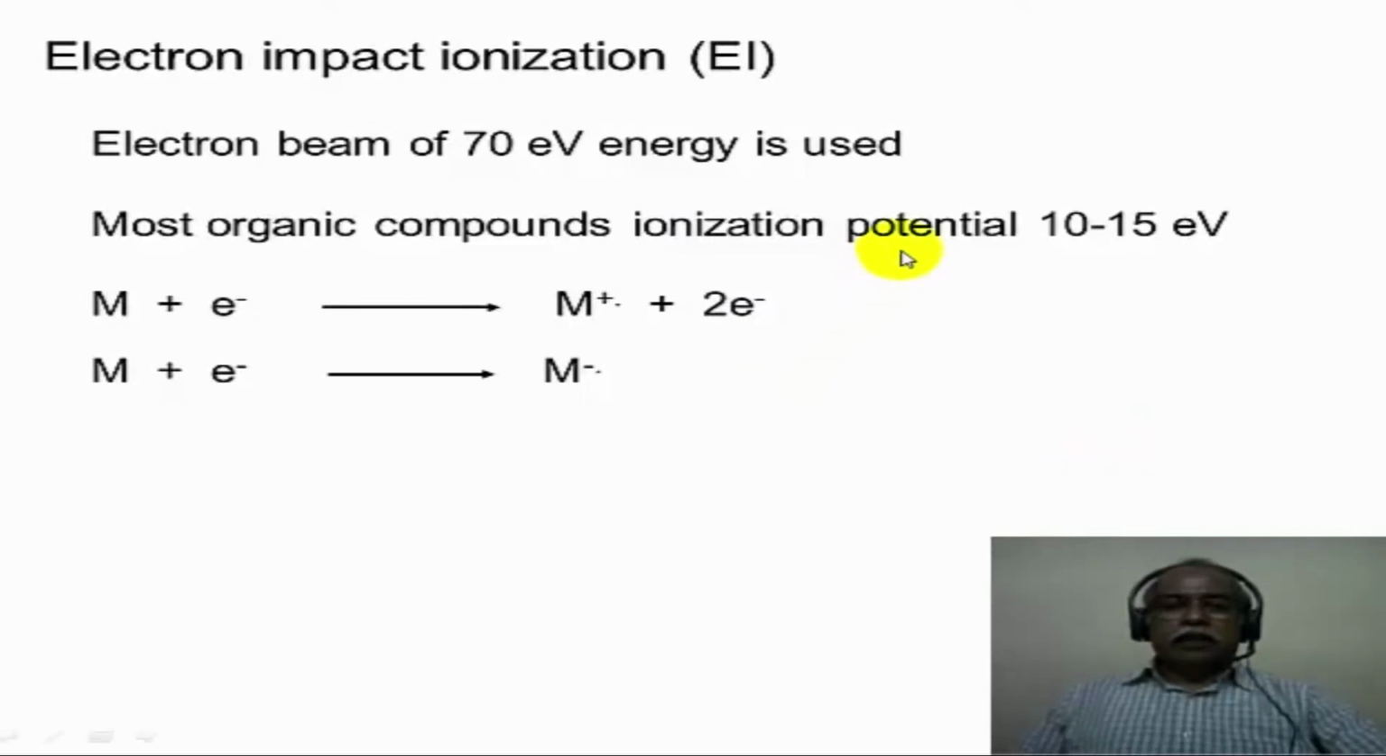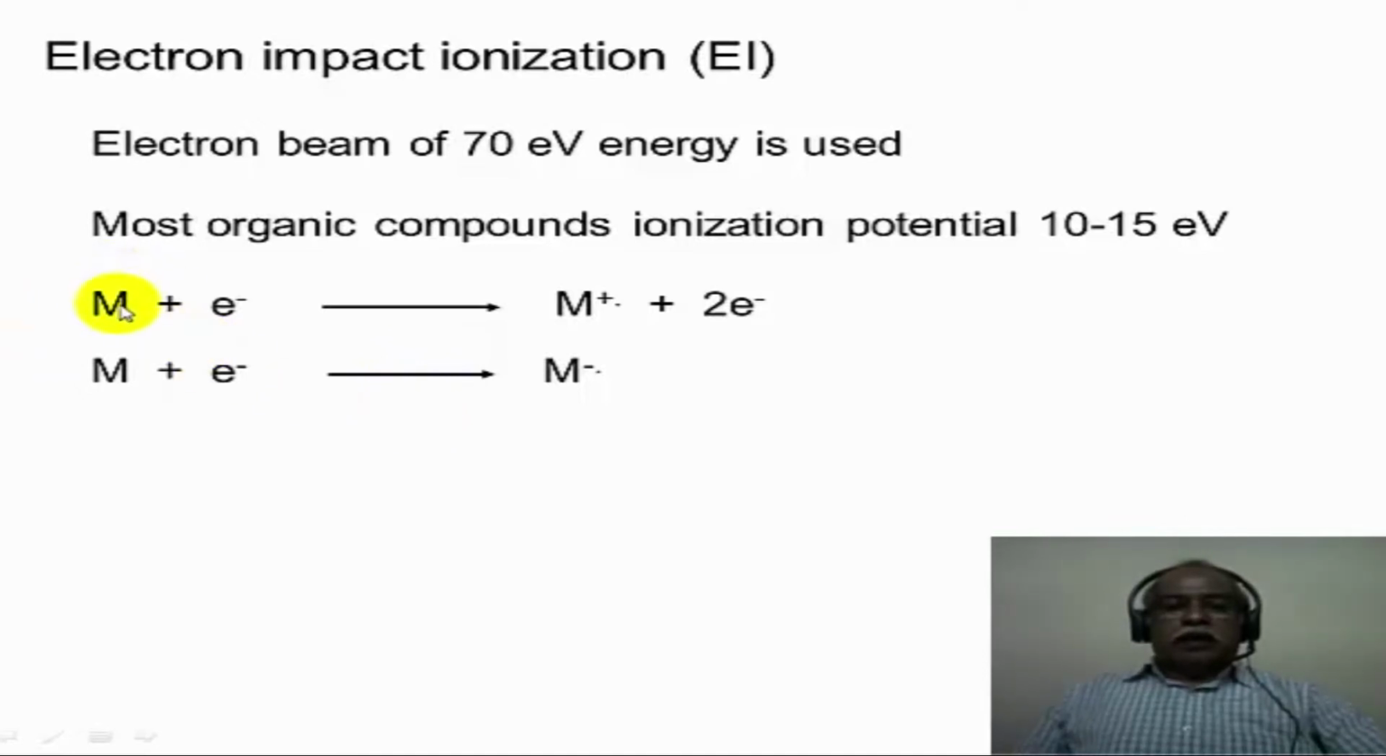In electron impact ionization mass spectrometry, high energy electron beams, where the electron energy is about 70 electron volt, are used. Most organic compounds have an ionization potential in the range of 10 to 15 electron volt. So the use of the high energy electron beam essentially ensures that all the molecules which come in contact with such a beam are ionized using these two mechanisms that are shown here.